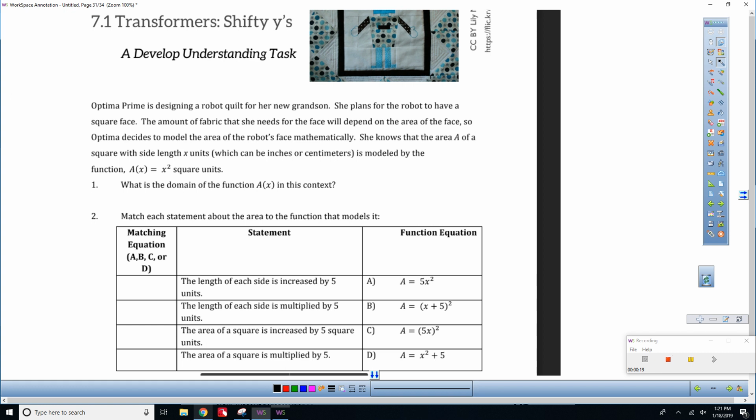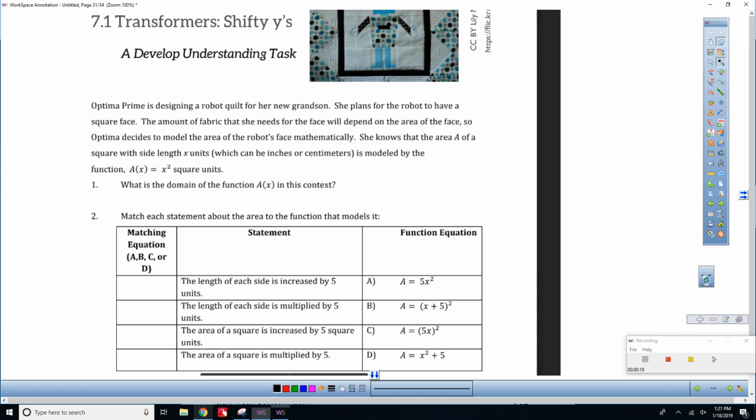We got Optima Prime. This is the most embarrassing part of being a math teacher, is when other math teachers try to make math questions cool. So, whatever. But importantly, it's a she. Optima is a she. And she is building a robot, because girls build robots too. Of course they do. But anyway.